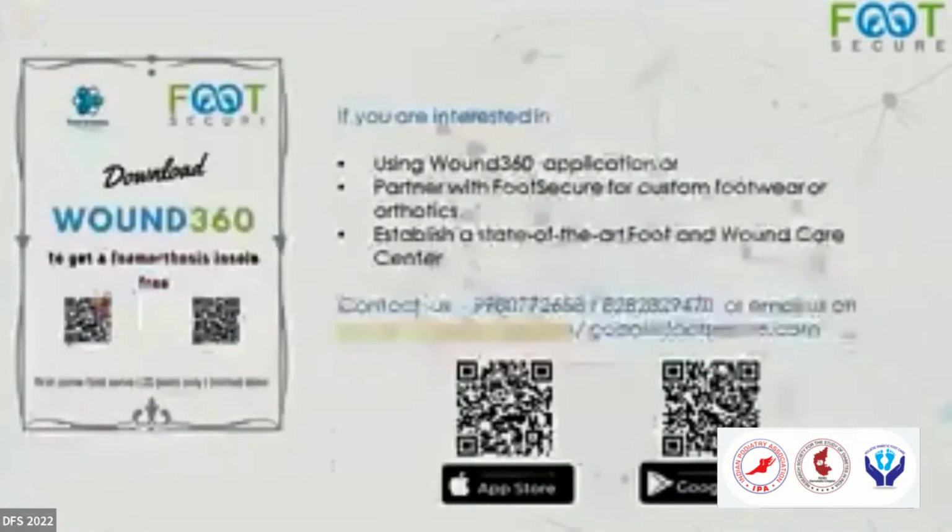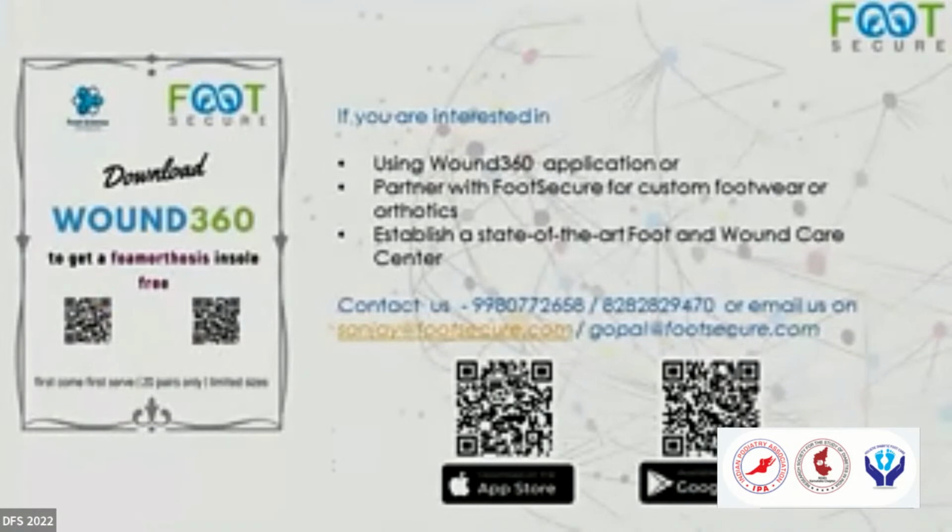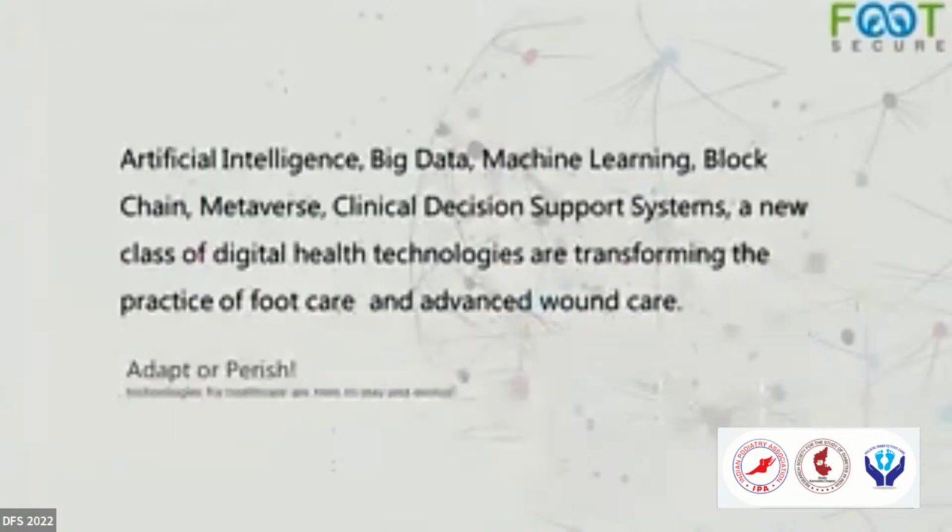So these are a few screenshots of how the command center would look. If you log in, you can compare the wound, you can look at the data that is coming in, the graphs, everything. All this is already available on the command center, which you can use free of cost. There's a banner there. You can scan this barcode and then just download it. So that's about it.